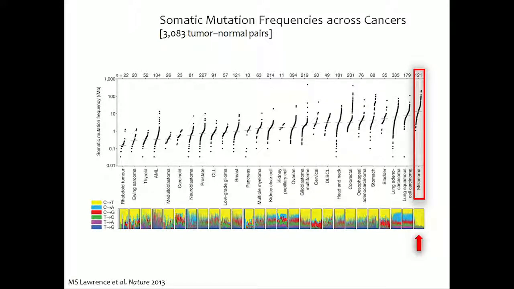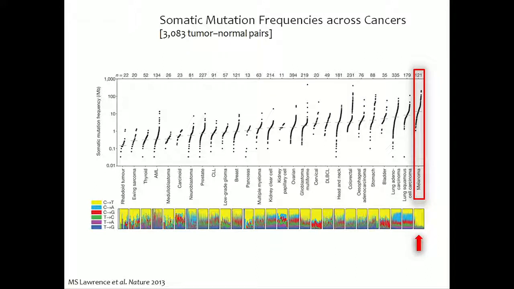That equates to 1,000 mutations in a tumor. Second to melanoma is lung cancer. Again, it's pretty high up. So one thought is that the two cancers that have the highest mutation rate are associated with environmental carcinogenesis. One is UV, the other is smoking.